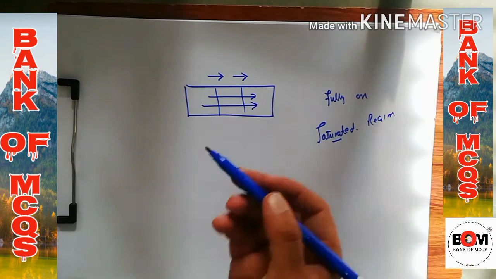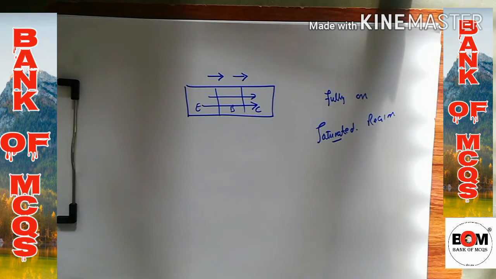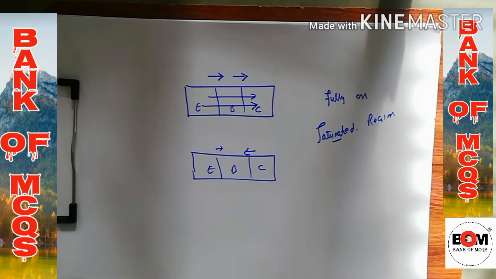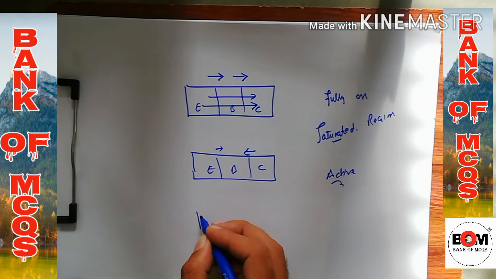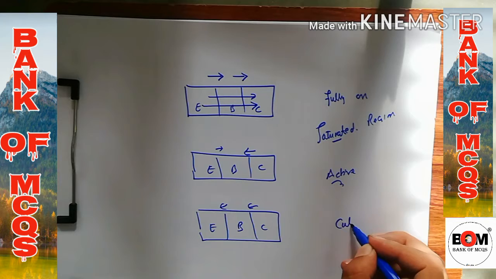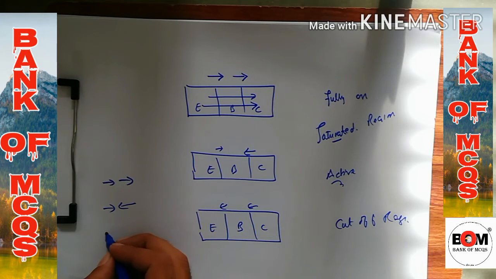In the saturated region, both emitter-base and base-collector are forward biased. Now in normal mode, I told you that emitter-base is forward biased and base-collector is reverse biased. This is called the active region, in which the transistor is active, and normally we use it this way. In the third case, if emitter-base is reverse biased and base-collector is reverse biased, no current flows in the forward direction, and this is called the cutoff region. So there are three regions: saturated, in which both are forward biased; active, in which emitter-base is forward biased but base-collector is reverse biased; and cutoff, in which both are reverse biased.